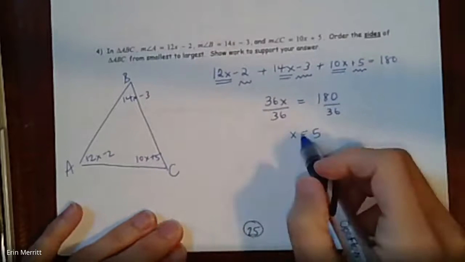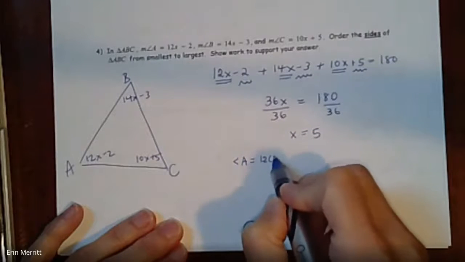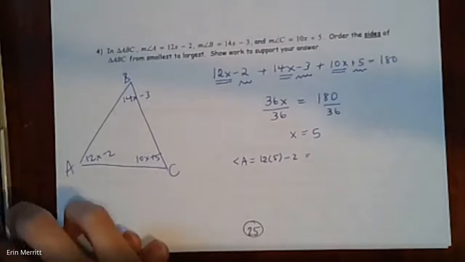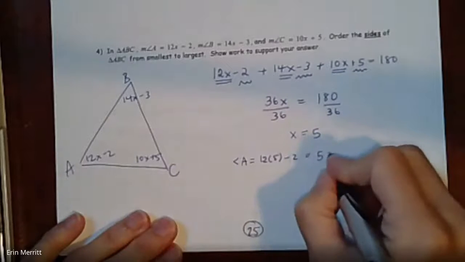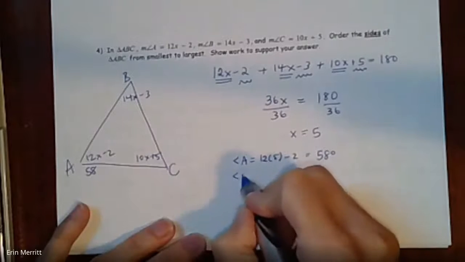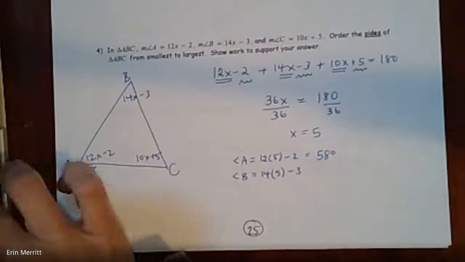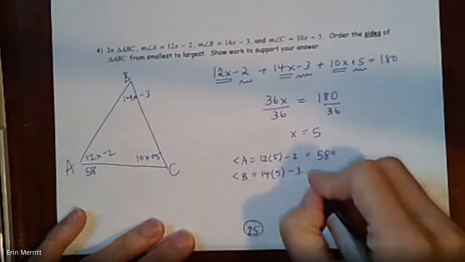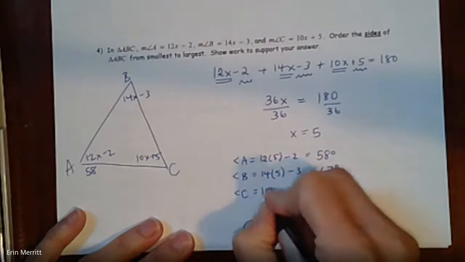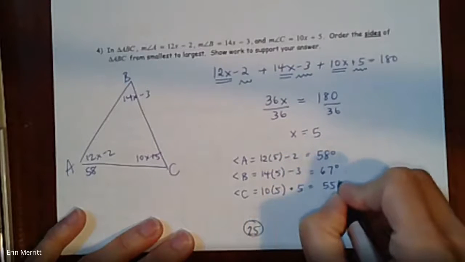All right, from here, now let's plug back in. So each angle, angle A is 12 times 5 minus 2. 12 times 5 is going to be 60 minus 2. That'll leave us with 58 degrees. So I can come on over here and put that 58. Angle B is 14 times 5 and then minus 3. So 14 times 5 is 70. Minus 3 will leave us with 67. Finally, angle C, 10 times 5, that's 50. And then add 5 to it, we get 55.